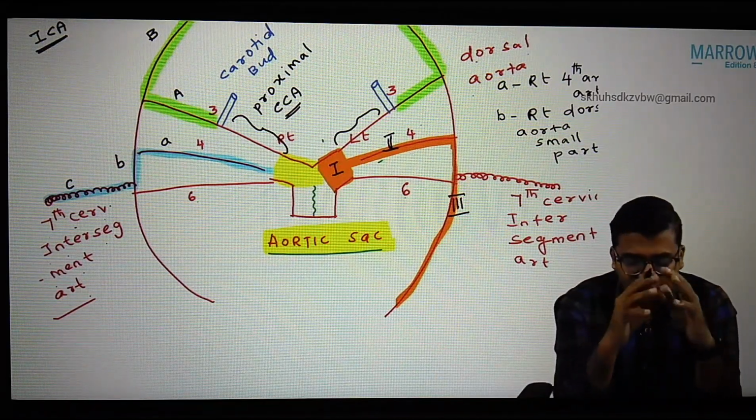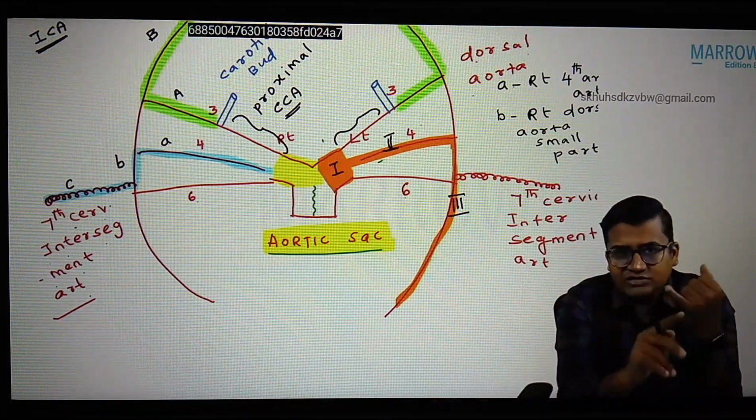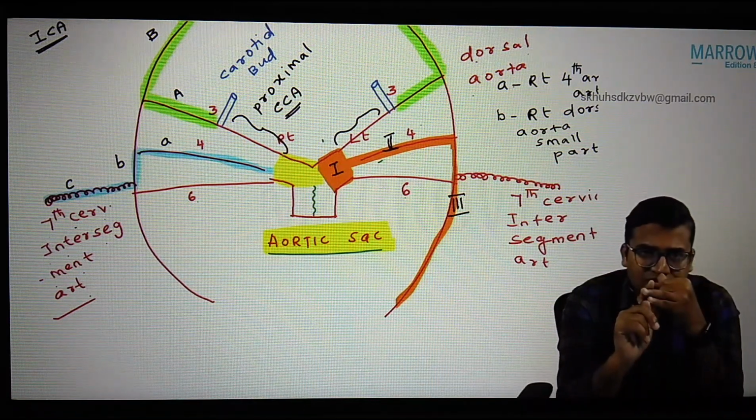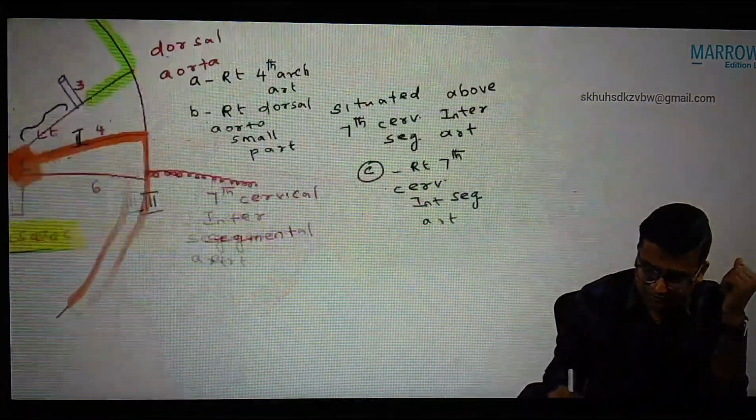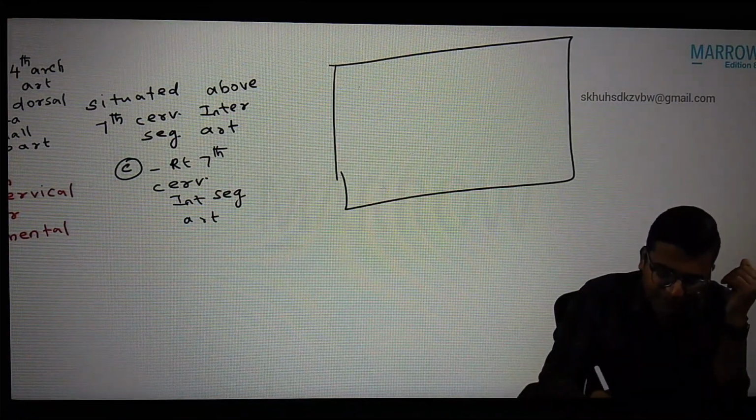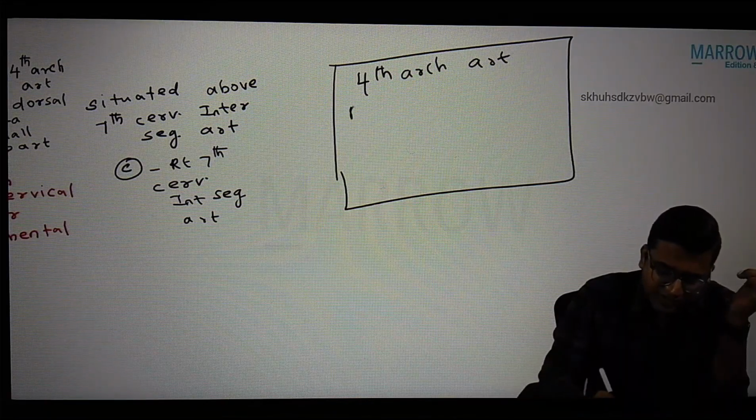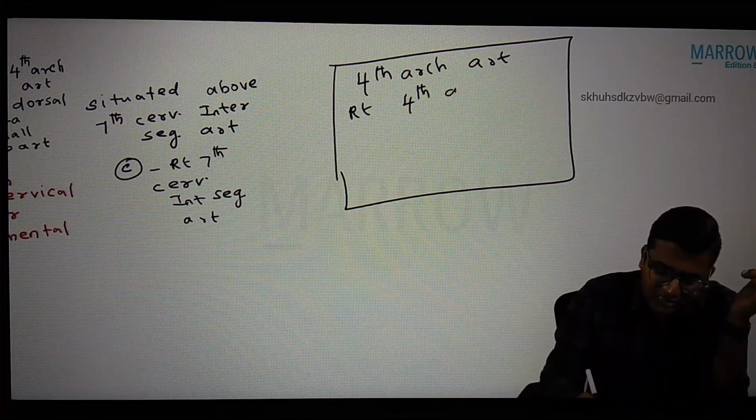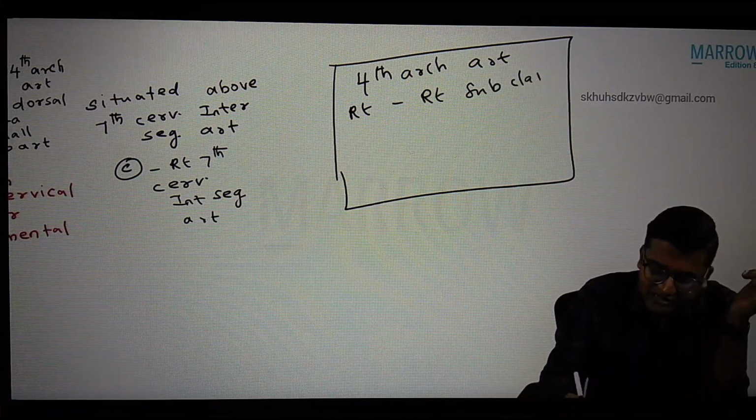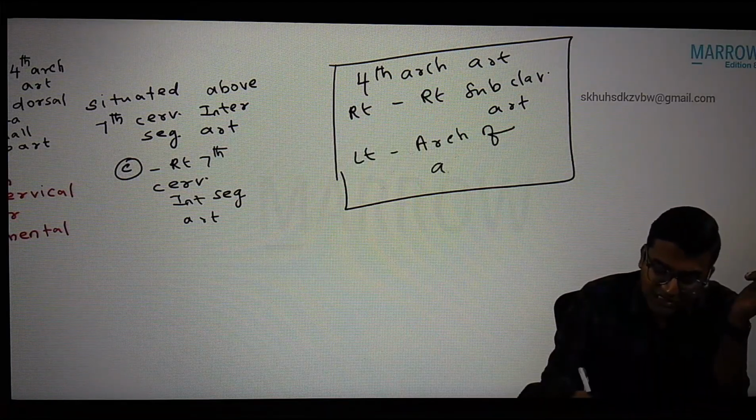Okay. That's all about the fate of the 4th arch artery. So the right 4th arch artery forms the right subclavian artery. Very good. The left 4th arch artery forms the arch of aorta. So please put one small box anywhere nearby and then write the 4th arch artery fate. Right 4th arch artery forms the right subclavian artery. Left 4th arch artery forms the arch of aorta.